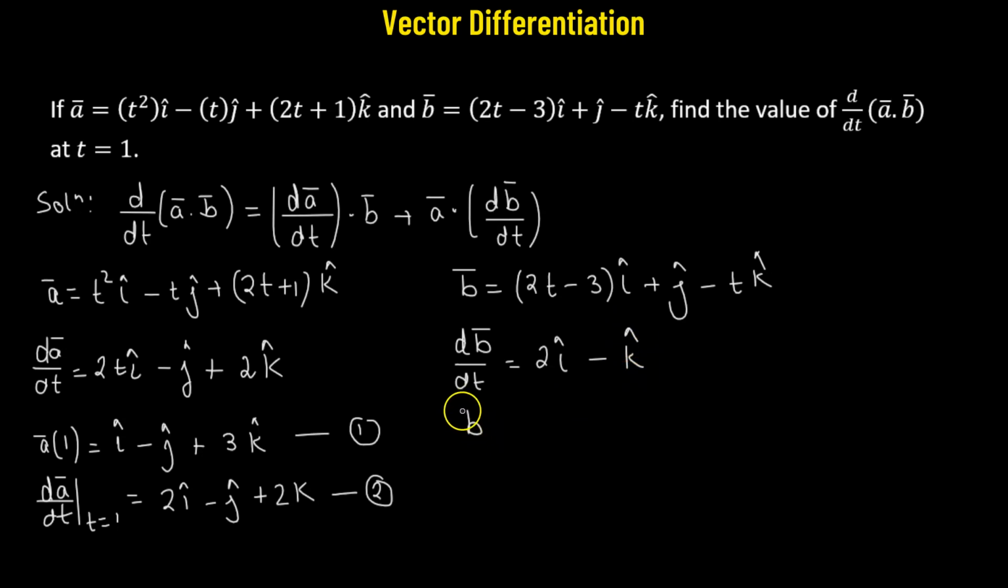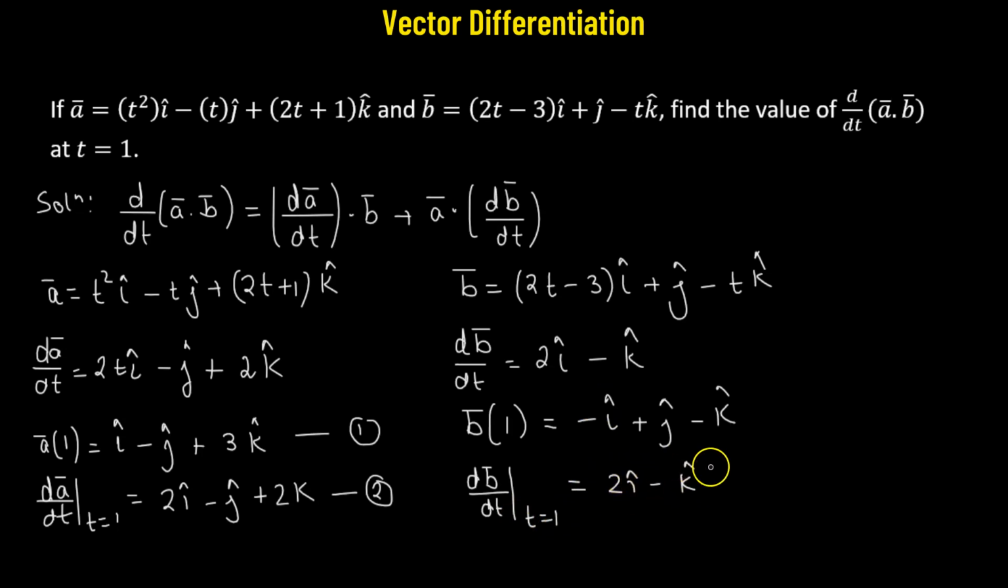So let's compute the value of vector B at t equals 1. That will be 2 times 1 minus 3, so that's negative i cap, plus j cap minus k cap. And the value of the derivative of vector B with respect to t calculated at t equals 1 will be 2 i cap minus k cap.